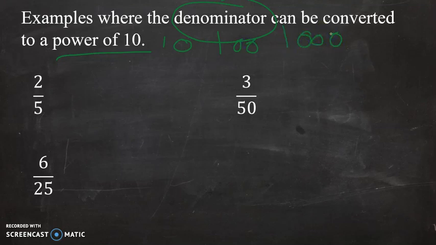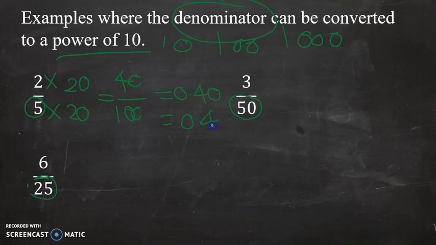If you look at each of these fractions, if we multiply the denominator by a particular number, we can convert it to a power of 10. So in our first example, we can convert 5 to 100 by timesing by 20. Of course, whatever you do to the denominator, you need to do to the numerator. So this gives us a fraction of 40 over 100, which is the same as 0.40. Or even better, just 0.4.